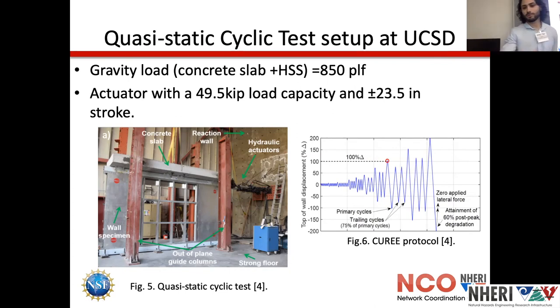As I briefly explained, you can observe here that the initial cycles are very small, therefore the wall specimen is not receiving any real displacements. However, as the protocol progresses, the cycles become bigger, therefore the displacements become bigger too. This behavior will continue until 60% post-peak degradation of the wall specimen occurs.